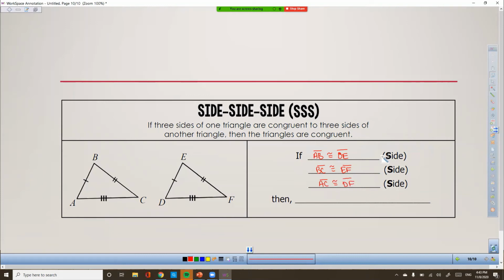So if I know that all my three sides are congruent, then I can already say that triangle ABC is congruent to triangle DEF. I can already say, even though I don't know anything about my angles, if my three sides are congruent, that's enough information for me to know that the two triangles are congruent to each other. So even from here, now I can say that angle A is congruent to angle D, angle B is congruent to angle E, and angle C is congruent to angle F. But again, the sides are enough information for me to say that those two triangles are congruent to each other.